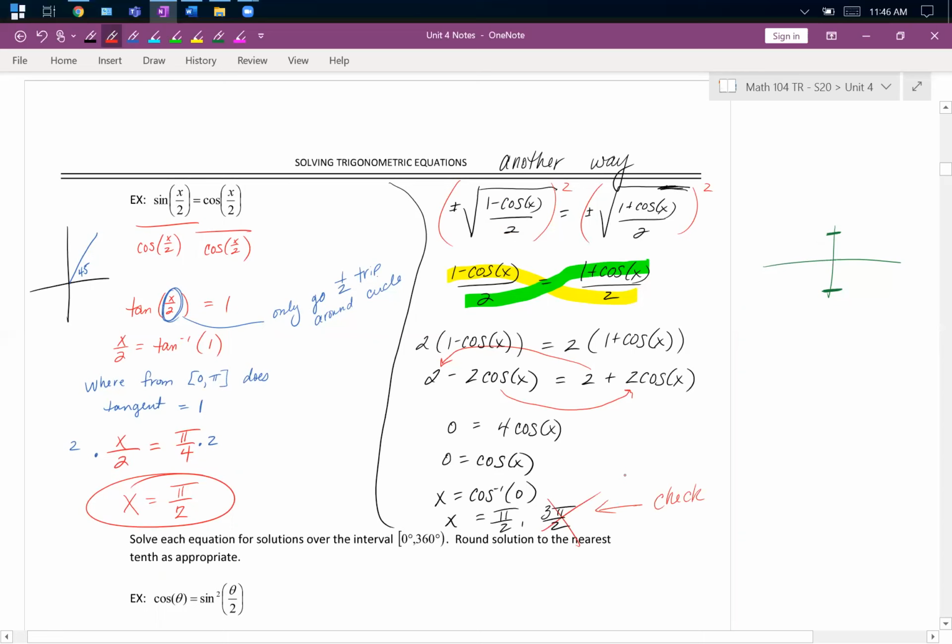If we plug in pi over 2, it's asking, is sine of pi over 4 equal to cosine of pi over 4? And it is. They're both positive square root of 2 over 2. But when we plug in 3 pi over 2, our arguments become 3 pi over 4, and sine of 3 pi over 4 is positive, while cosine of 3 pi over 4 is negative. So we have to throw out that solution, and we're left with just the one. Either technique, both great.